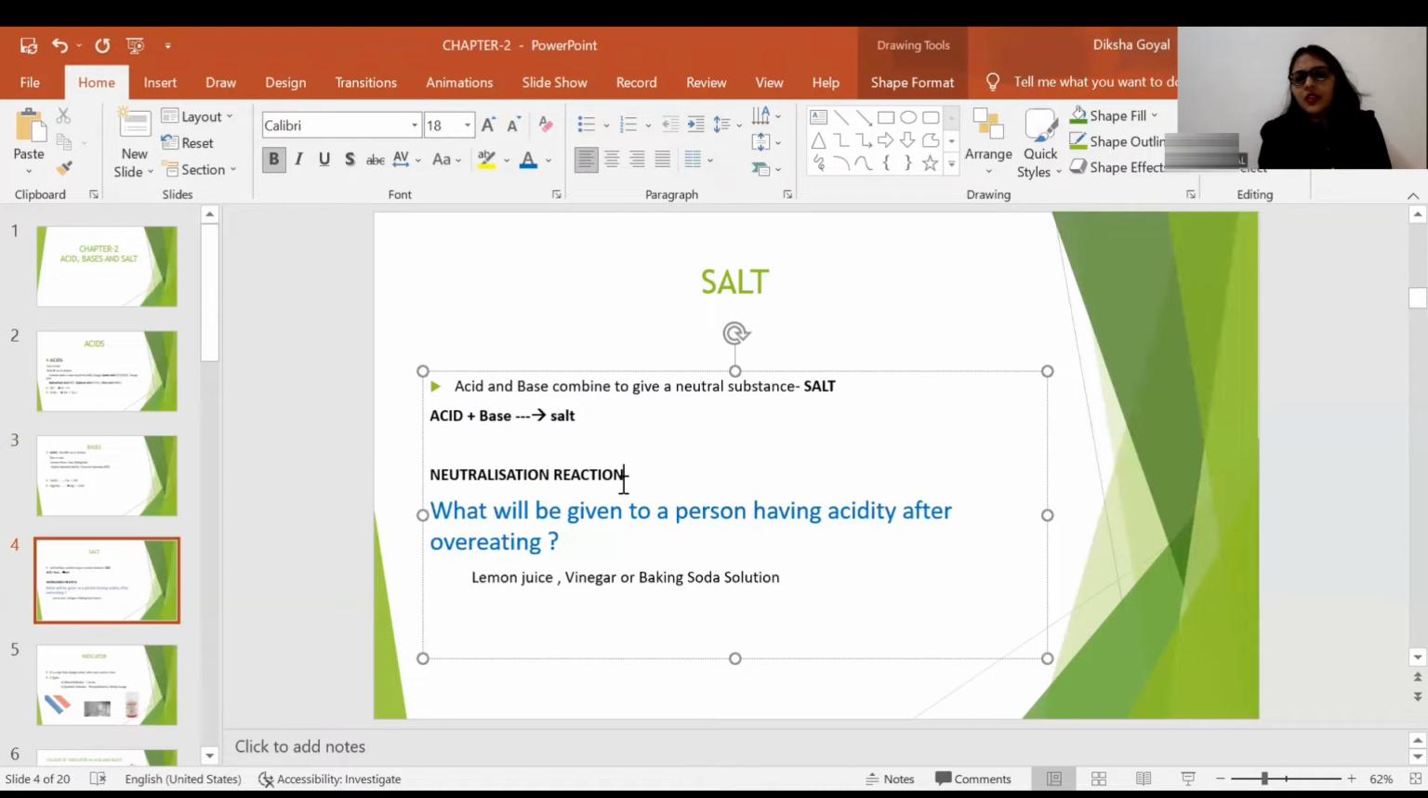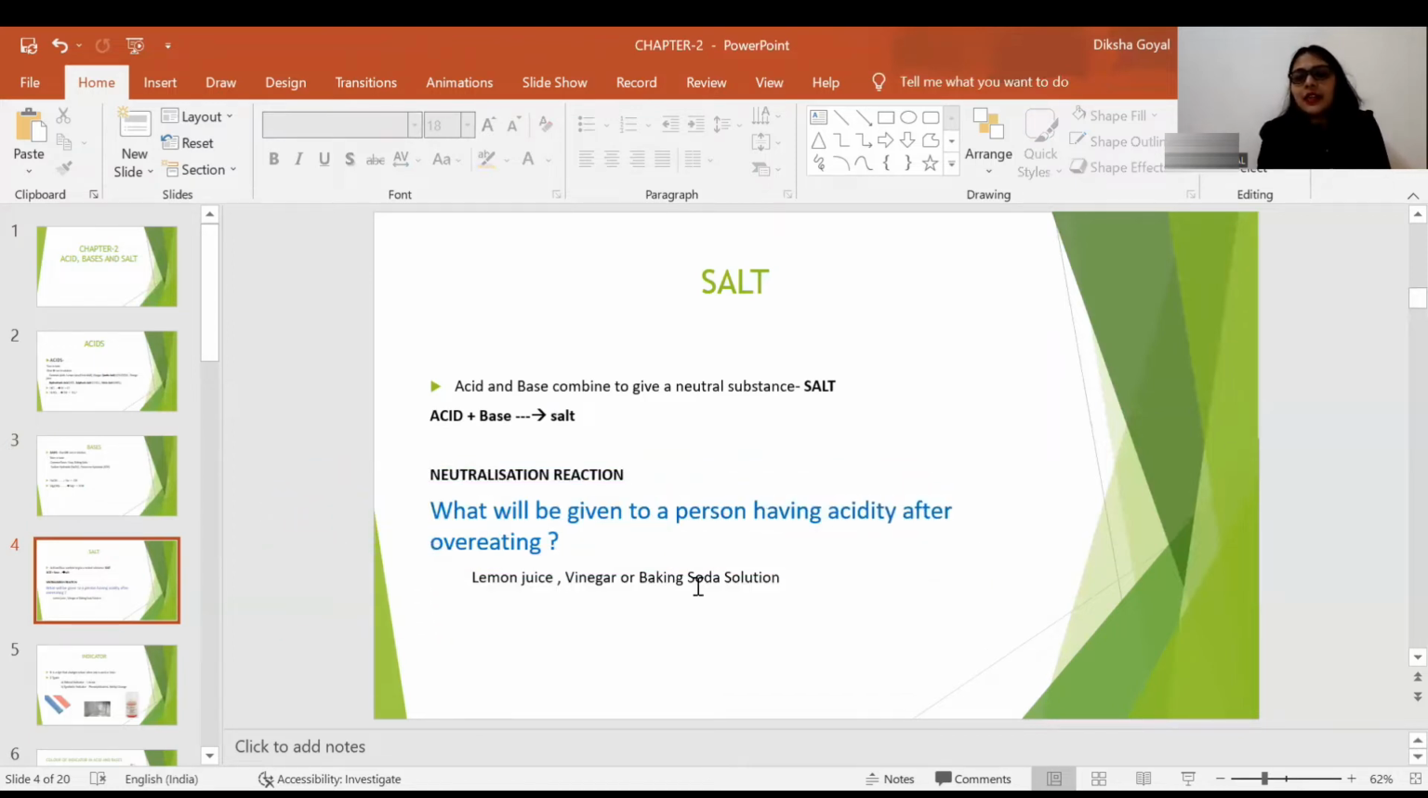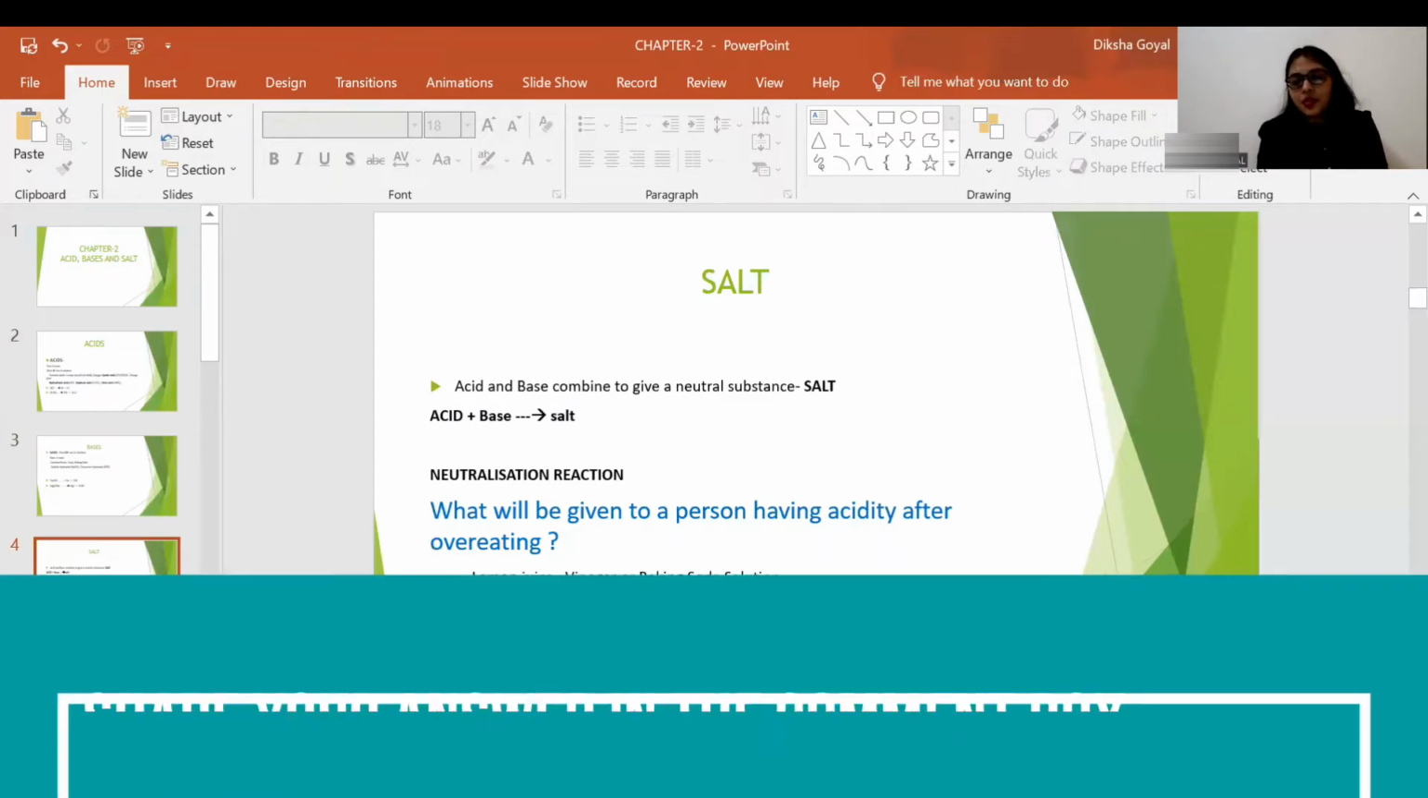Now we have a question. Let's suppose you have a person. Let's read the question first. What will be given to a person having acidity after overeating? That means there is a person who has done some overeating and then he is having some acidity problem. This problem we have seen in our daily lives also. So what should be given to that person? Our options are lemon juice, vinegar or baking soda solution. How can we decide what shall be given to that person?